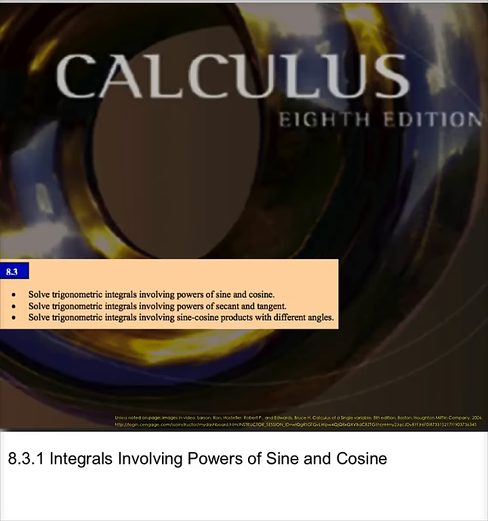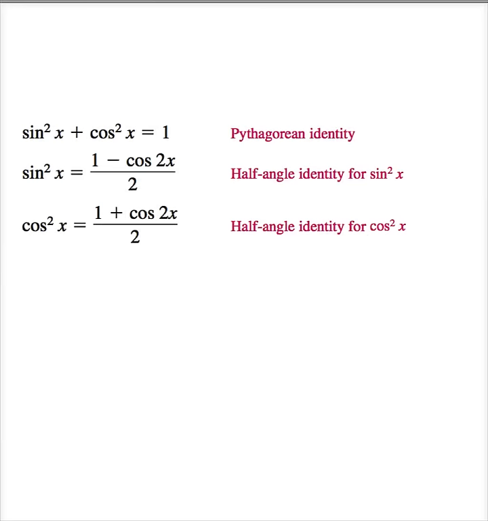Sometimes we have to do integrals that involve powers of sine and cosine. Before we get started, you need to remember the Pythagorean theorem. A lot of times we're going to need to be solving for sine squared or cosine squared. So just get very comfortable making this substitution. Don't forget your square though. Or you may need the half angle formula for sine squared and cosine squared.